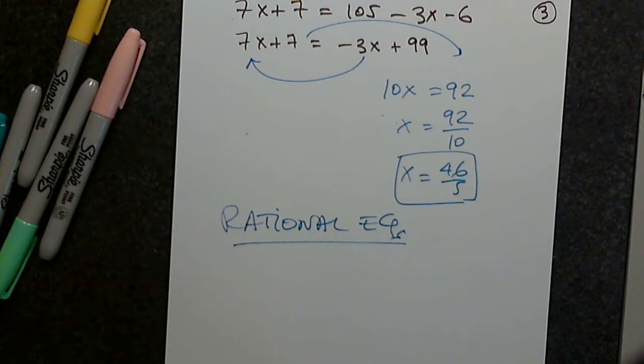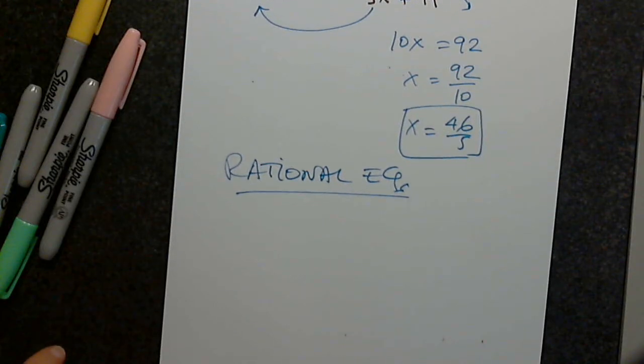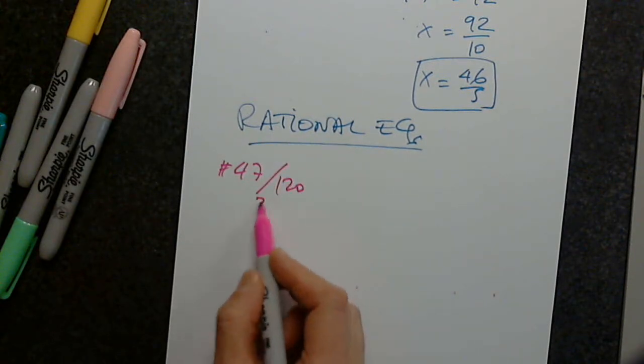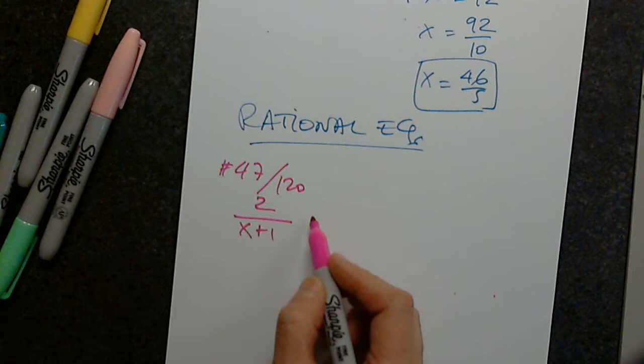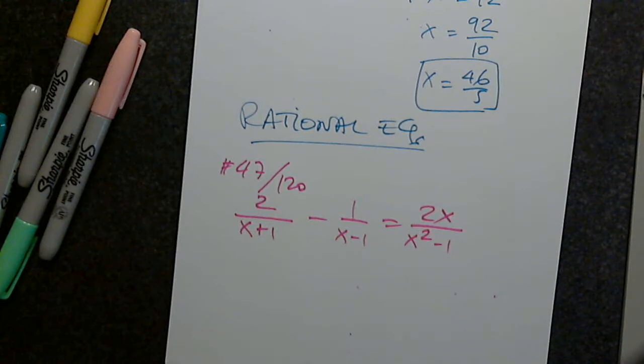Rational equations are, in my opinion, among the most sophisticated equations. I would not ever consider this a trivial equation. So let's start with one. We are still on page 120. Let's look at problem 47. So this is 2 over x plus 1 minus 1 over x minus 1 equals 2x divided by x squared minus 1. Not a trivial situation at all.